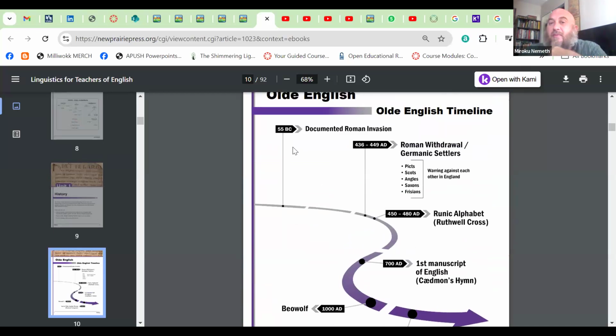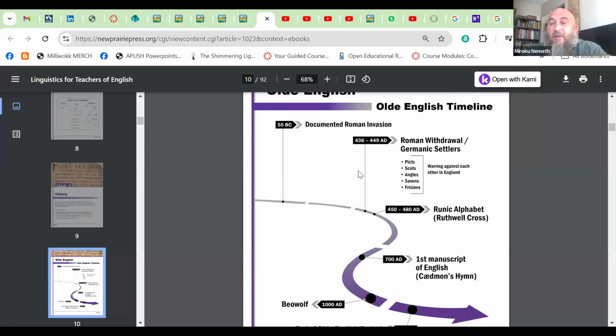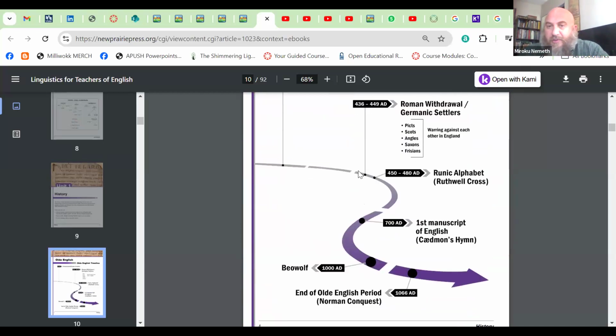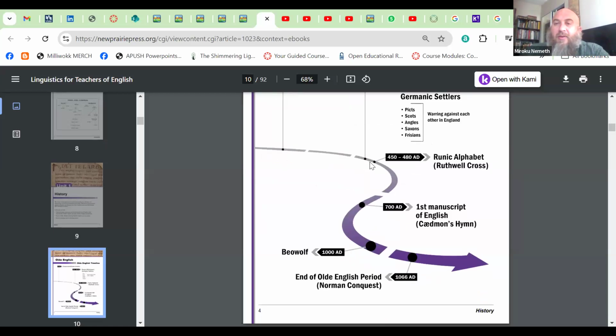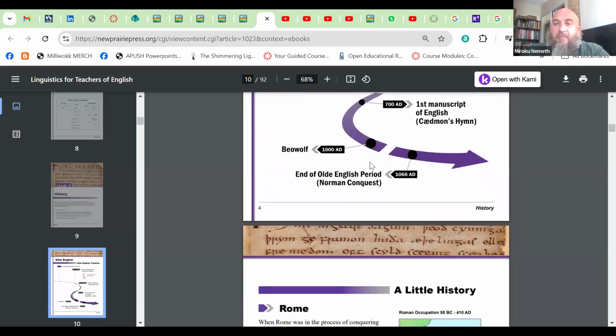55 BC, documented Roman invasion that was under the leadership of Julius Caesar. But they didn't really establish much until Claudius, which was much later. Well, anyway, Roman withdrawal, right? And Caedmon's hymn, Beowulf. That's when it's written down.